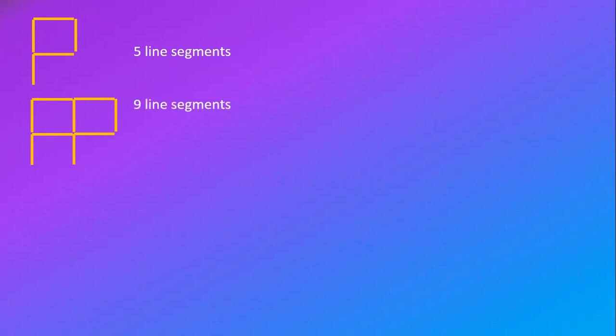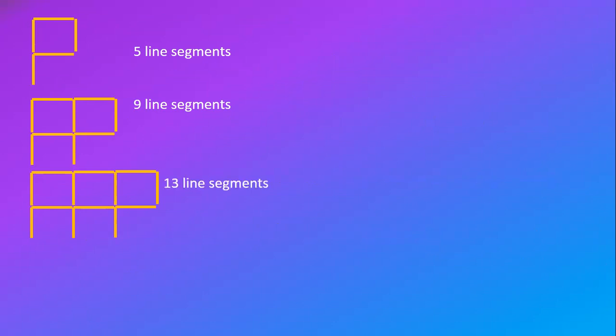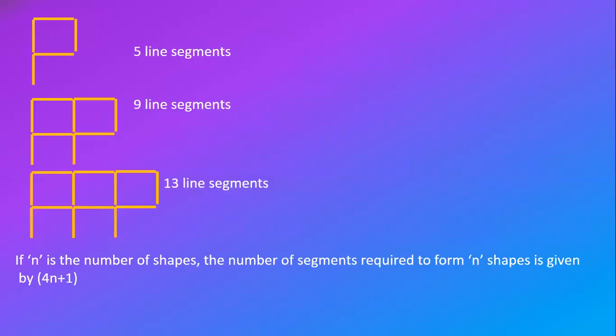Now let us consider the shape P, and it is made up of 5 line segments. In this shape, the line segments used are 9, and in this shape we have used 13 line segments to form that particular shape. If n is the number of shapes, the number of segments required to form n shapes can be given by the algebraic expression 4n plus 1.